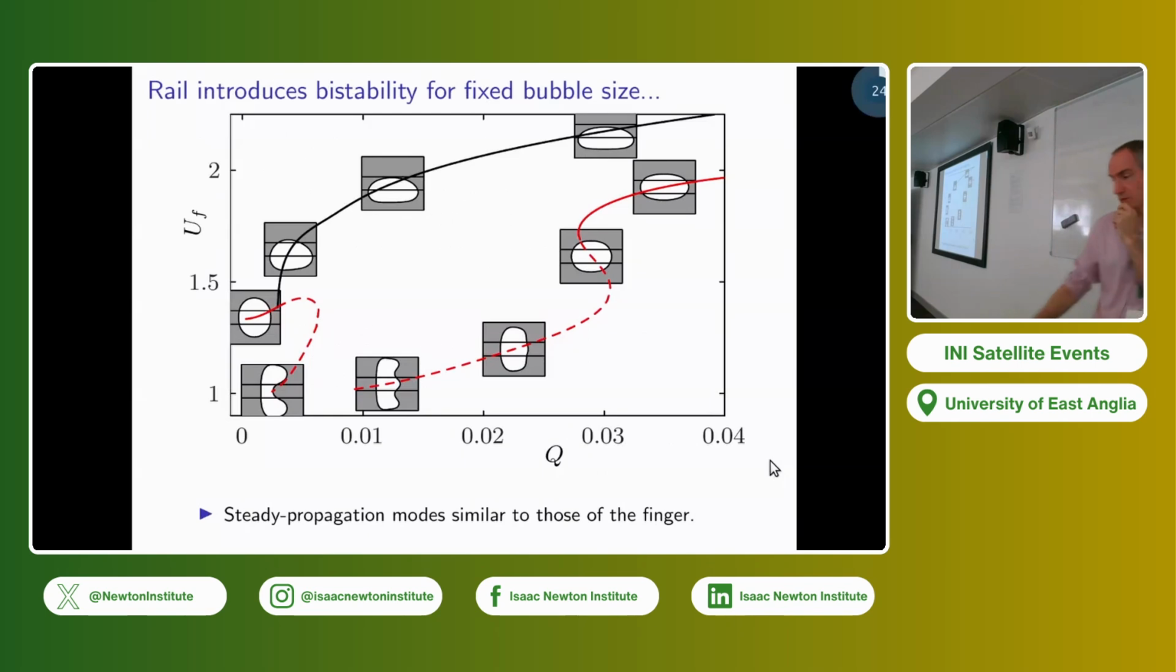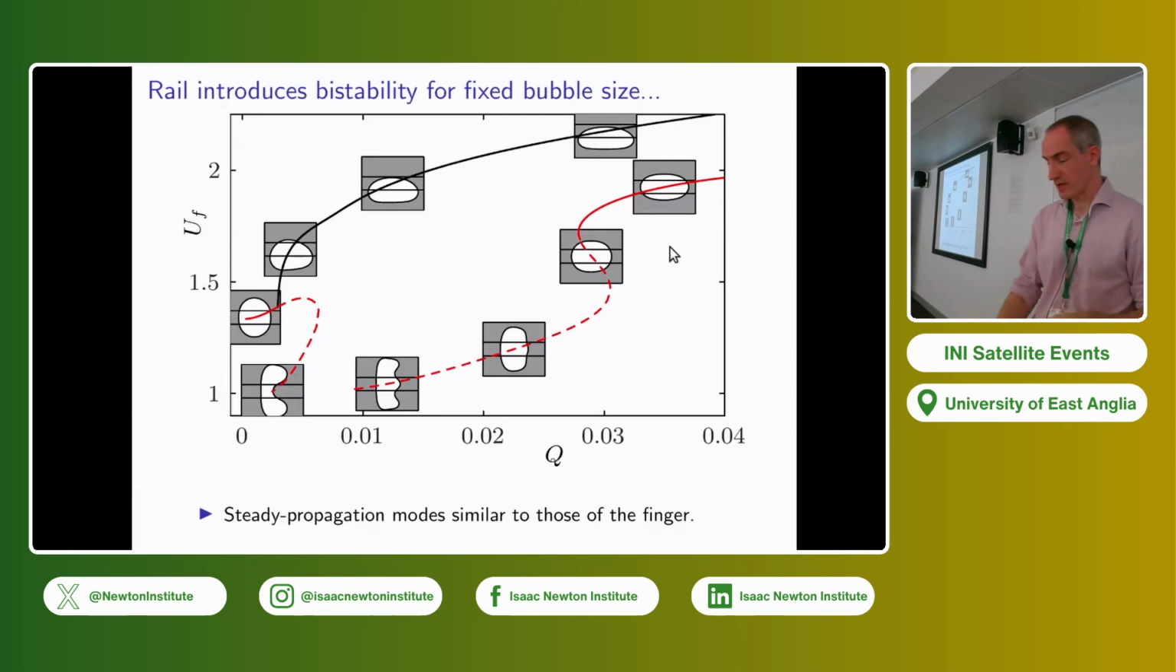So what does it do? Well, I've already explained this through the experiments. This rail introduces bistability for a fixed bubble size. So we end up with an asymmetric, steadily propagating mode. There's a symmetric mode here that becomes unstable. That's what the dashed lines mean. And there's a disconnected stable solution. And up here, we have bistability.